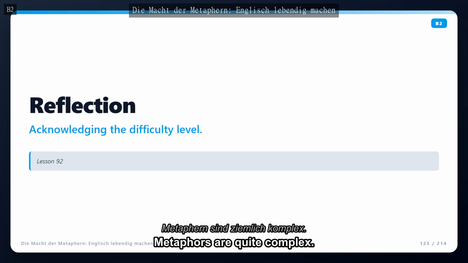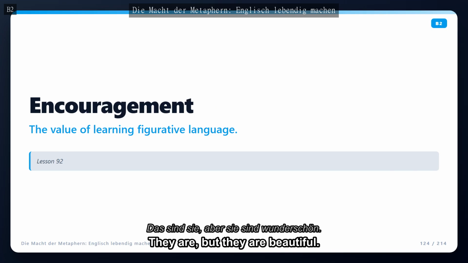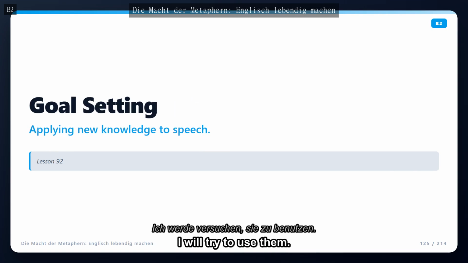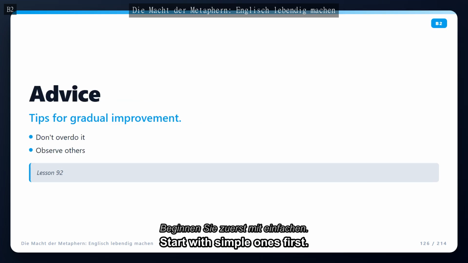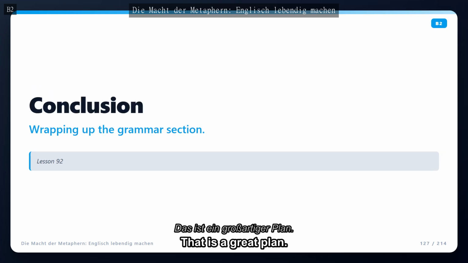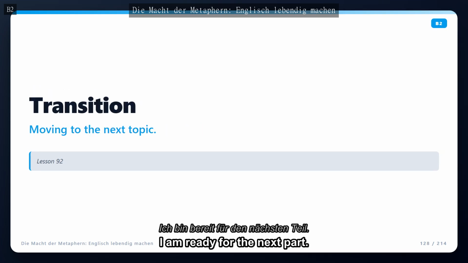Metaphors are quite complex. They are, but they are beautiful. I will try to use them. Start with simple ones first. That is a great plan. I am ready for the next part.